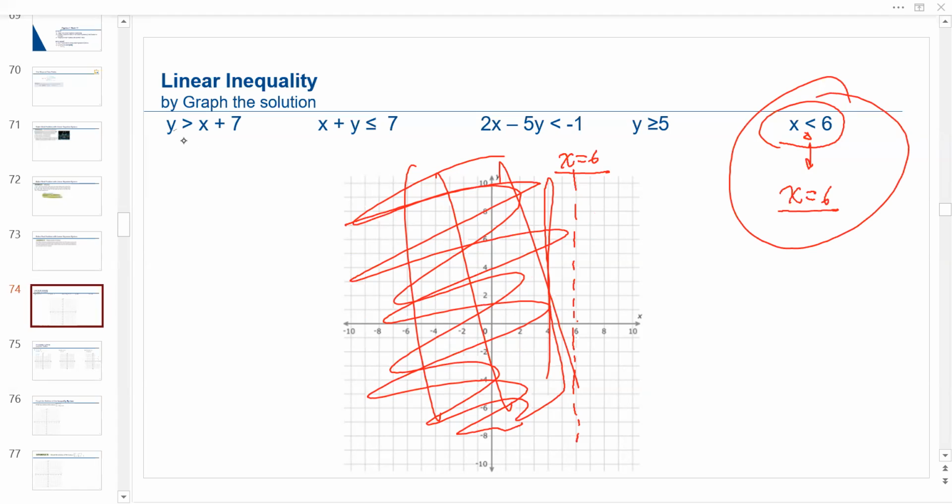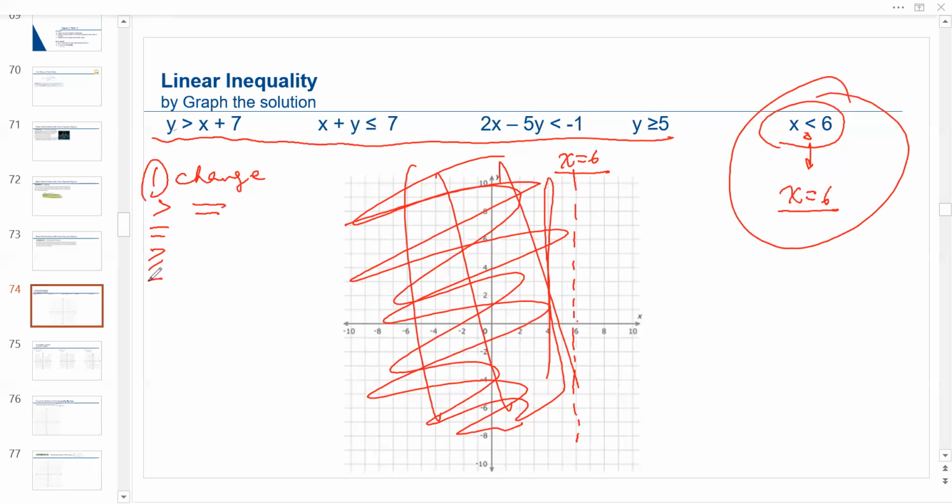So the key thing to keep in mind is, first step, find how to graph this one. First step is find the borderline, change the inequality to an equation. Change inequality to equation. Like this one, this one, this one, this one. Change to their equation. All right. And this is the borderline. So if you graph this one, it is the edge line. Borderline or edge line.